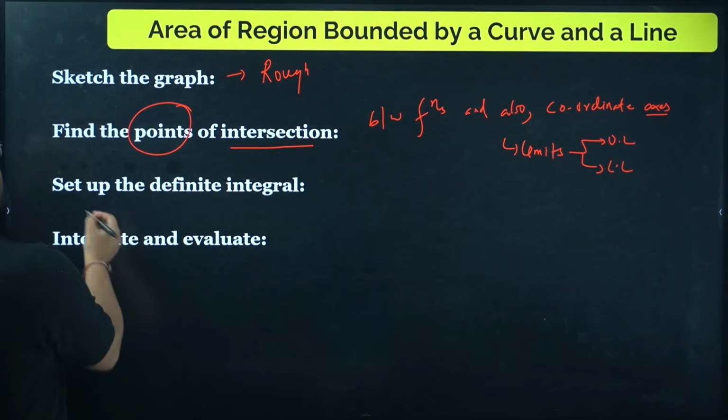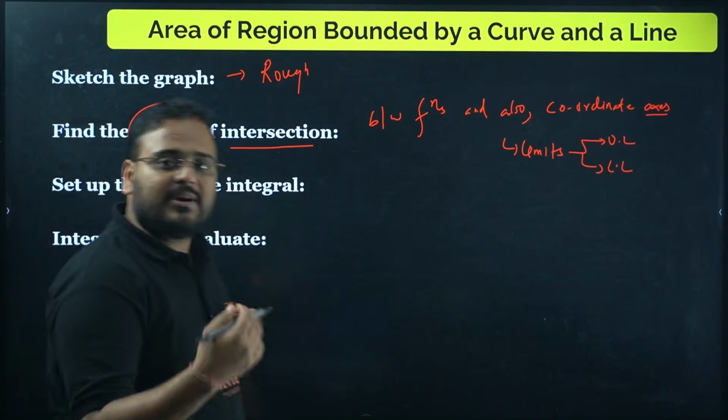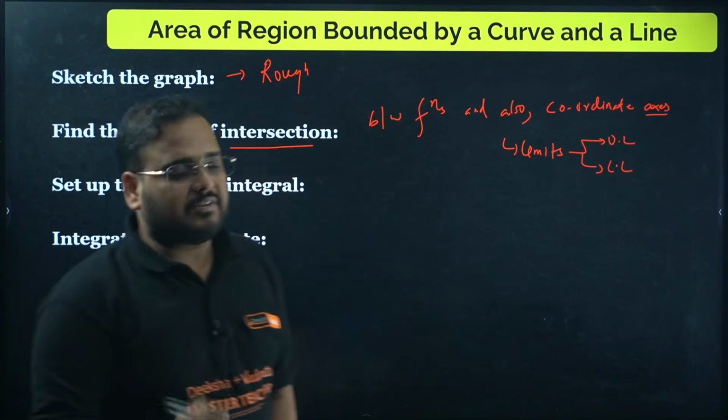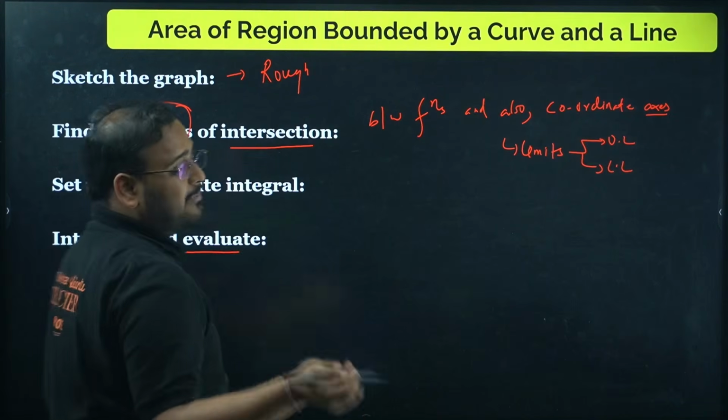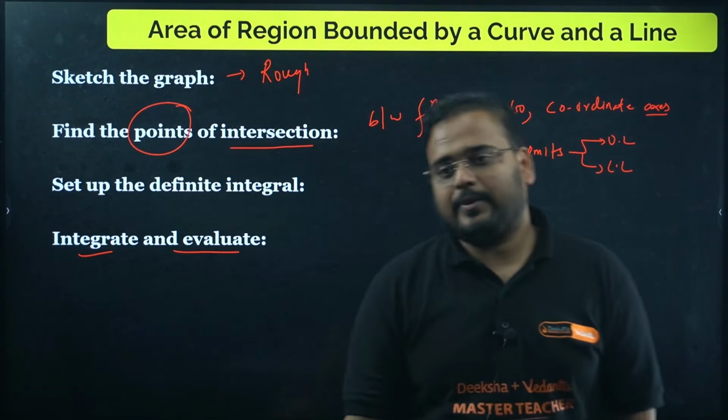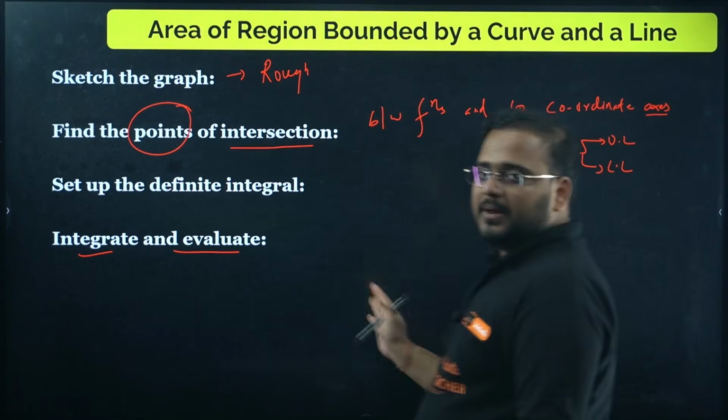So that's the next step: set up the definite integral. Once you know the limits and the function, simply set up the definite integral, and the last step is to integrate and evaluate. If it is coming out negative, apply modulus and give the answer. Okay, getting it? Clear? Simple? All right, sir.